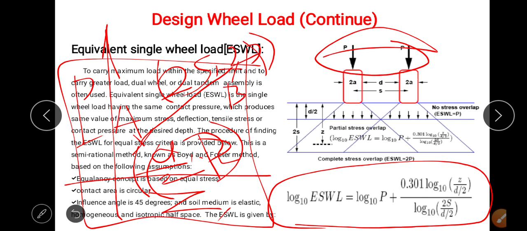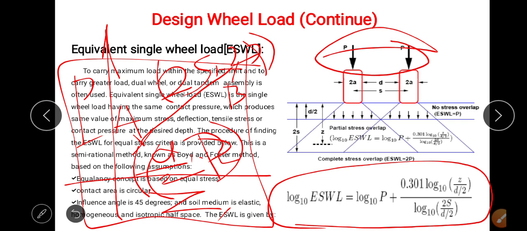So, from the figure, the theoretical concept can be understood. Up to the depth d by 2, why are we considering P? Because the load P is acting independently, that is shown by arrows. Whereas at 2s and beyond 2s, the load will be distributed with overlap, with sufficient overlap.